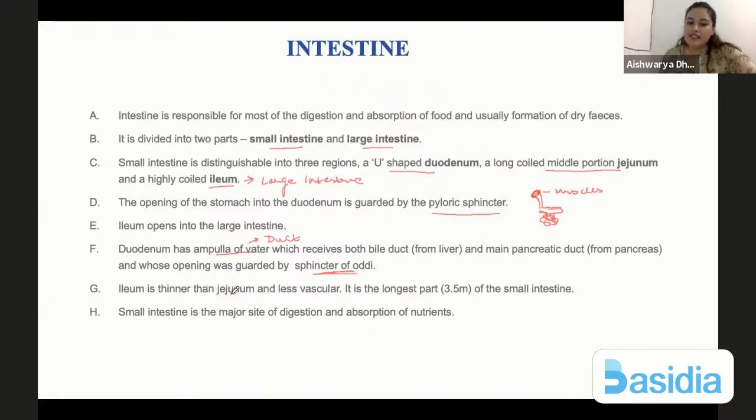Talking about ileum, it is thinner than jejunum, less vascular, that means less of blood supply, and it is the longest part of the small intestine. Small intestine is the major site for digestion as well as absorption of nutrients. So all the digestion ends at small intestine, and whatever food is undigested, that will be then sent across to the large intestine. And in the large intestine, mainly there is only reabsorption of water, nothing else.